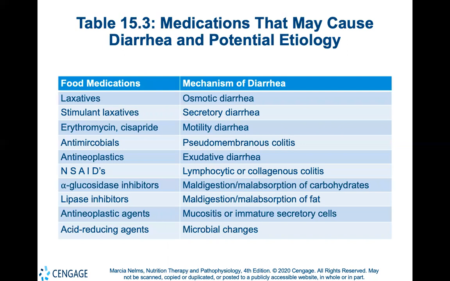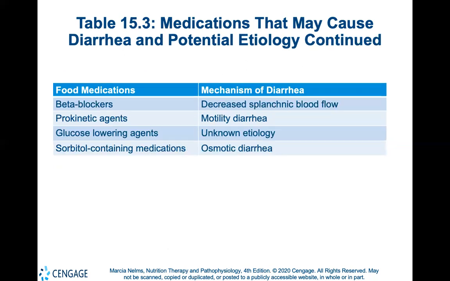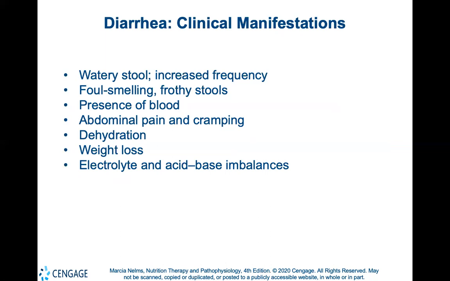Table 15.3, these are medications that can cause diarrhea and potential etiology, so please review. This is the table continued. Diarrhea presents as a change from the normal bowel function. This is generally a watery stool that is increased in frequency. Other characteristics of stool output will vary depending on the etiology of the diarrhea, such as foul smelling. Frothy stool is associated with steatorrhea. Additional clinical manifestations that may occur with diarrhea are abdominal pain and cramping.